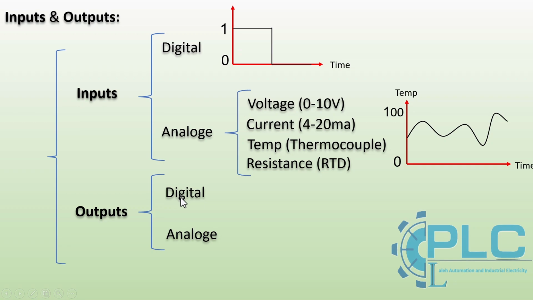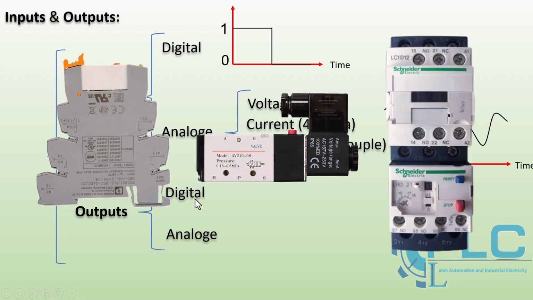Let's start with digital outputs. Similar to digital inputs, these outputs can be either on or off. When a digital output is on, it activates a connected device. When it's off, the device is deactivated. Examples of digital outputs: relays and contactors, used for switching devices like motors, pumps, or lights on or off. Solenoid valves, which control the flow of liquids or gases. Indicators or alarms, used to show system status or alert operators.